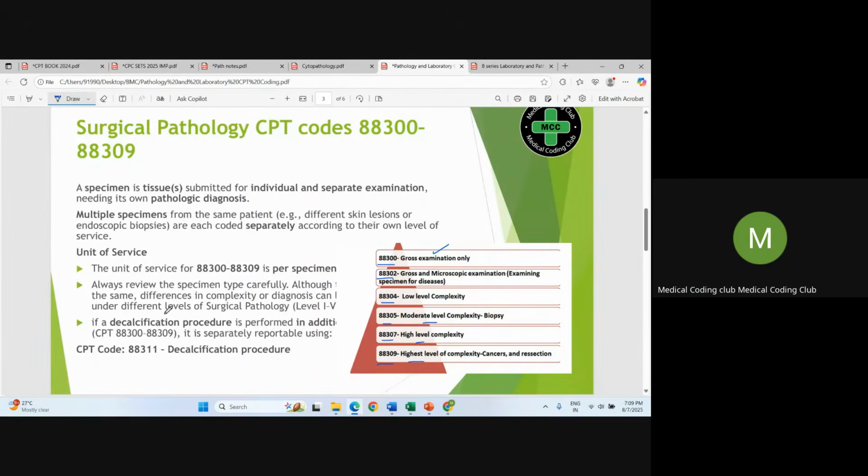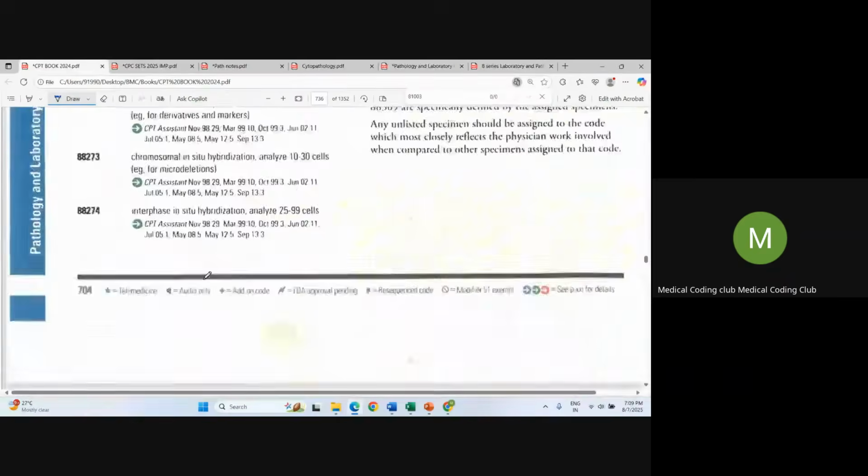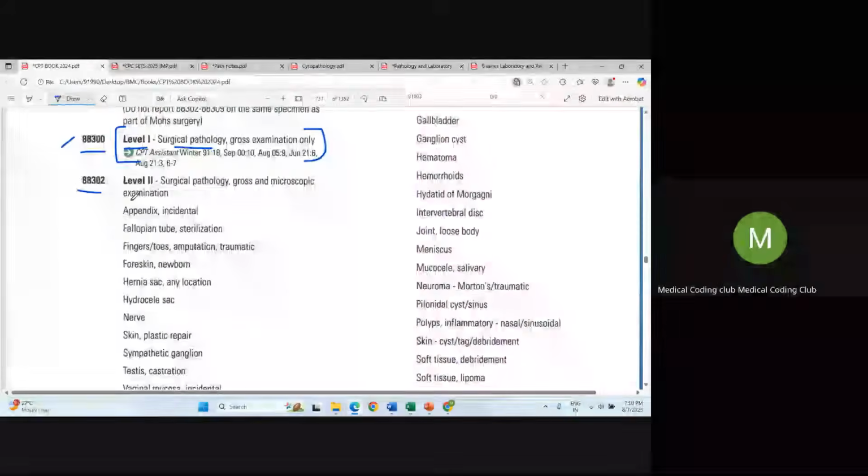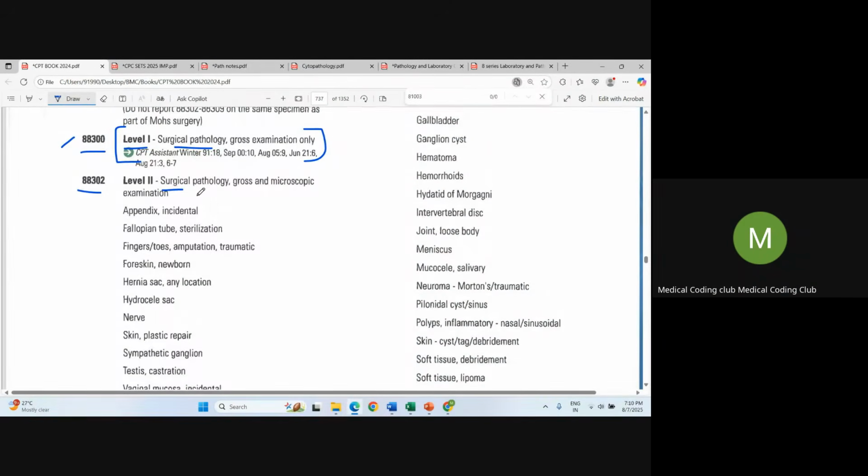Before that, you can also see one coding guideline here. Okay, first I'll show the codes. See codes. It starts from 88300, which is level 1 surgical pathology, gross examination only. So if any specimen under surgical pathology is only visualized through optical observation, then you have to give your answer as 88300. Next, 88302, here it is surgical pathology, gross and microscopic examination.